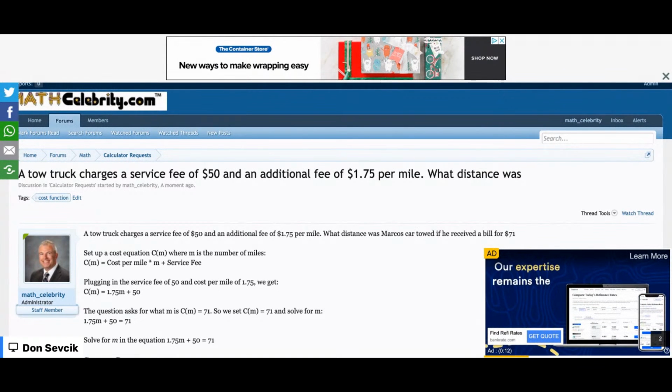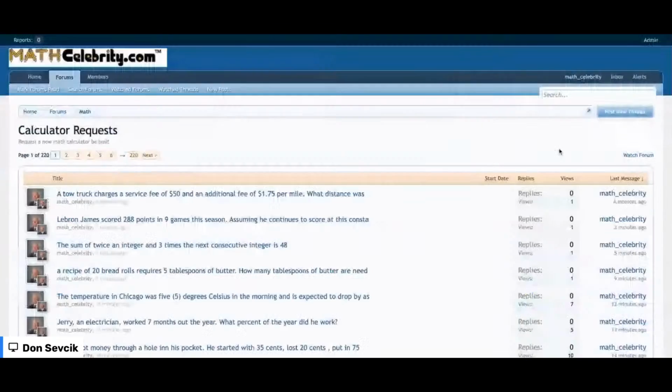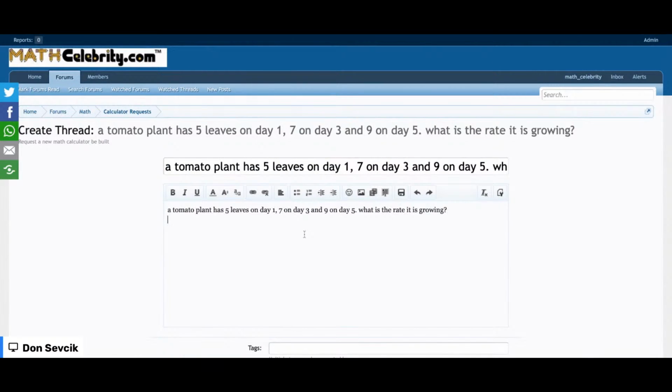All right. A tomato plant has 5 leaves on day 1, 7 on day 3, and 9 on day 5. What is the rate it is growing? So day 1 equals 5 leaves. Wait, I'm sorry. 5 leaves on day 1, 7 on day 3, and 9 on day 5.